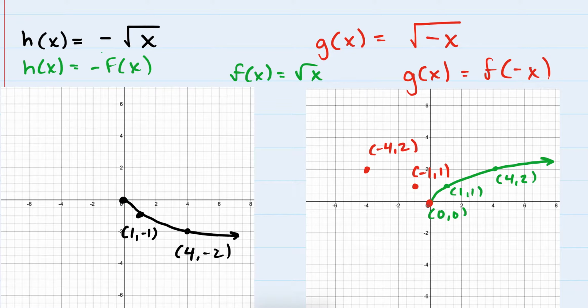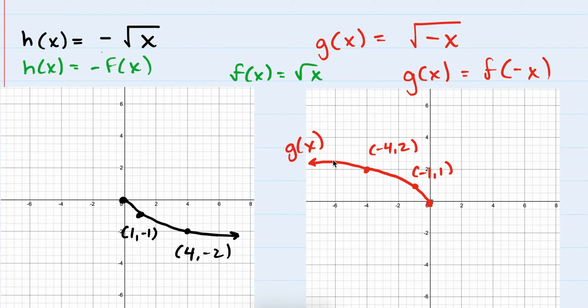And now we're going to attempt to draw the curve that goes through these points here. It's going to look something like that. And now we're going to erase the green parent function. And this is our function g of x.